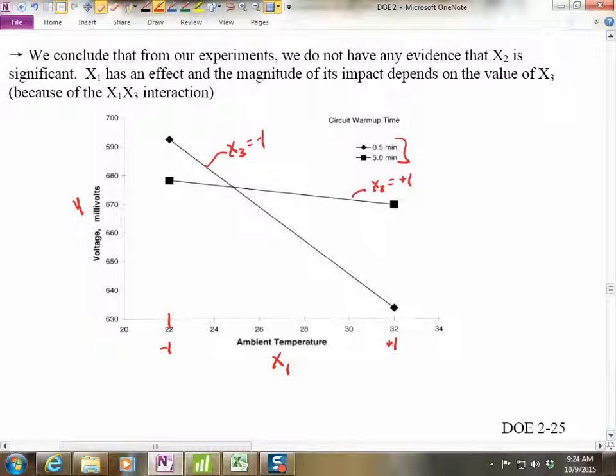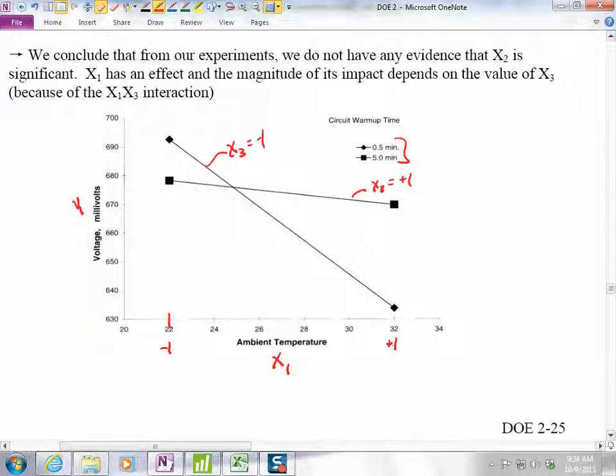So the ambient temperature doesn't seem to impact the voltage when the circuit is allowed to warm up for a long time. If the circuit's not allowed to warm up for a long time, then the room temperature has a dramatic effect.